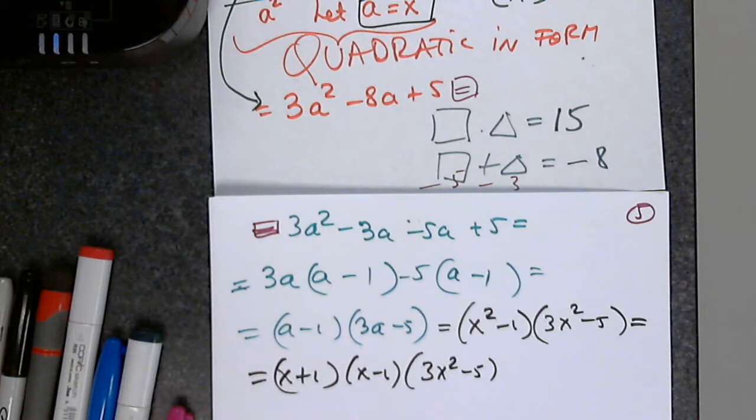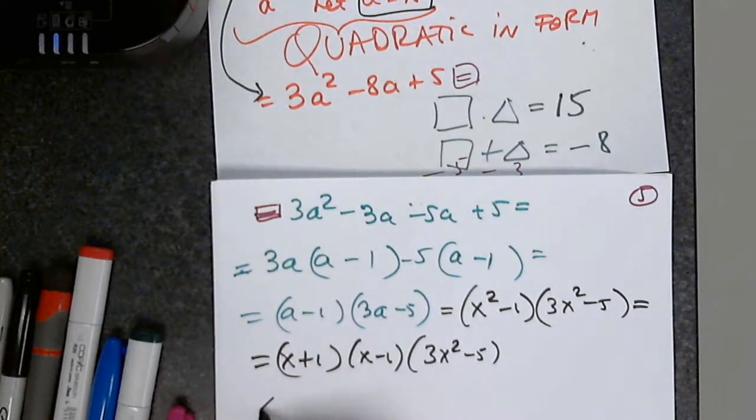I don't know the other one because 3x squared is not a perfect square and negative 5 is not a perfect square, and they're not perfect cubes, so that part stays as is. Very good. Next one. Any questions on this?